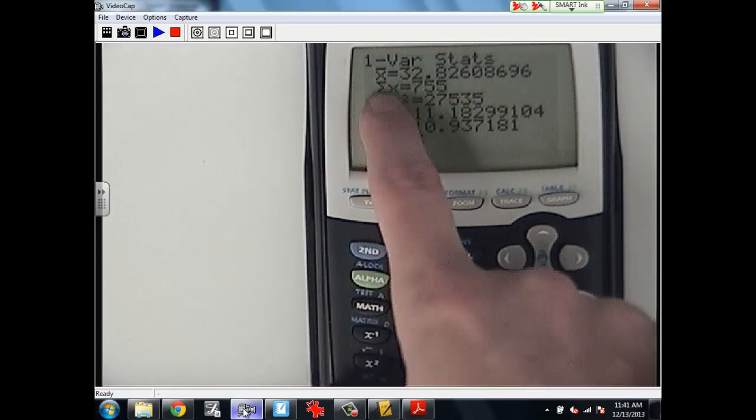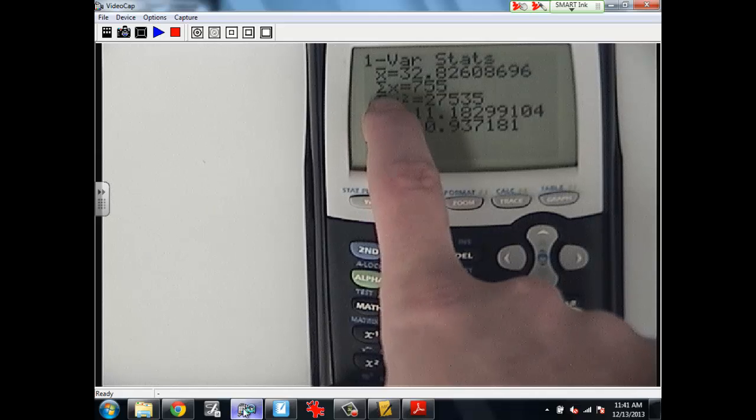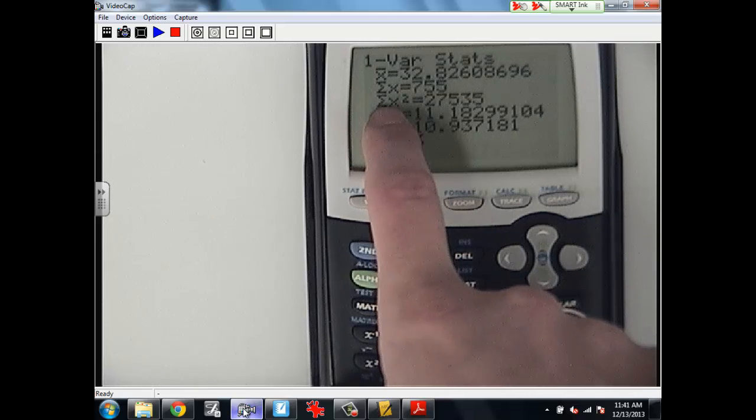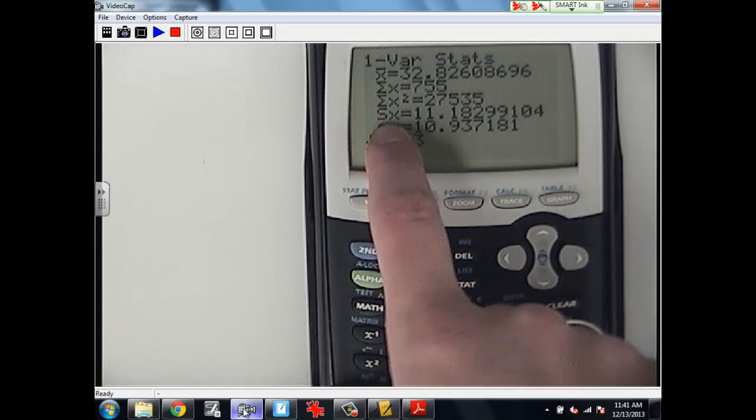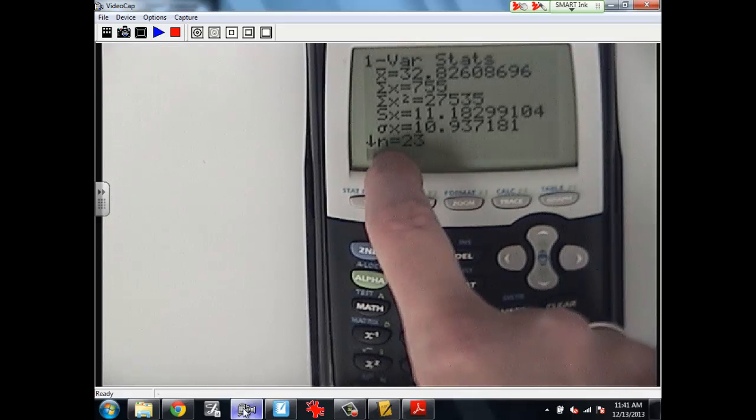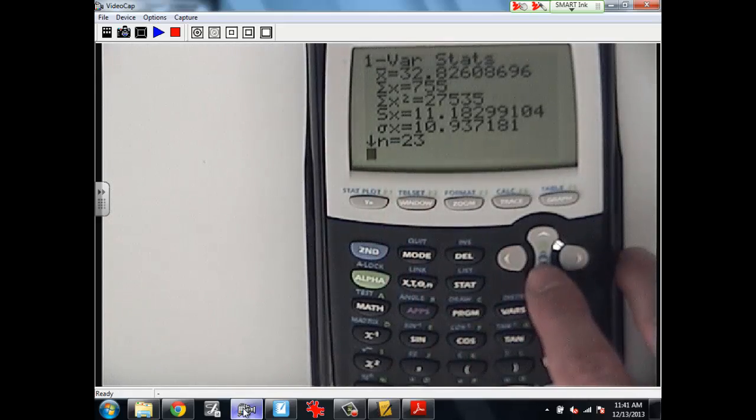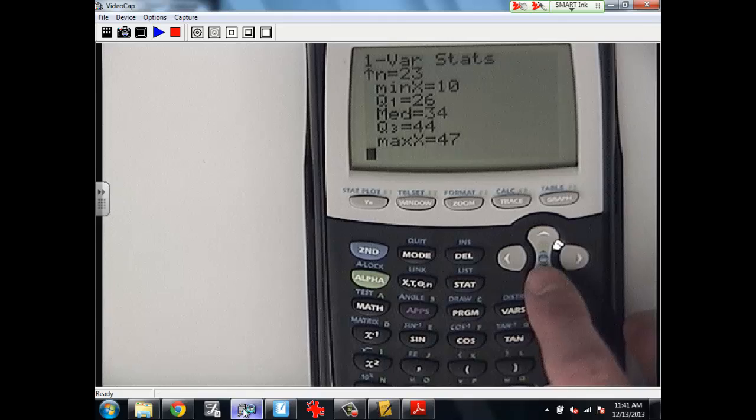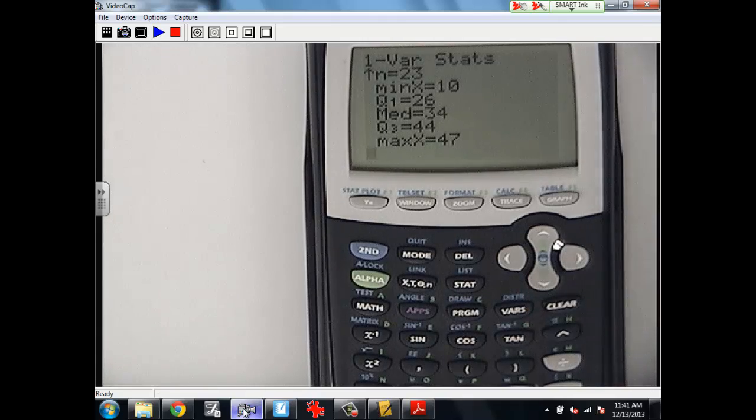The mean. Good. That I just told you. Sum of the x's. Sum of the x's squared. S sub x, standard deviation. And sigma sub x, this is like lowercase sigma, is also a different standard deviation. We use this with samples and we use this with populations. But we're going to do that later. N stands for your count. And we go down, and you have your min, your Q1, your median, your Q3, and your max.